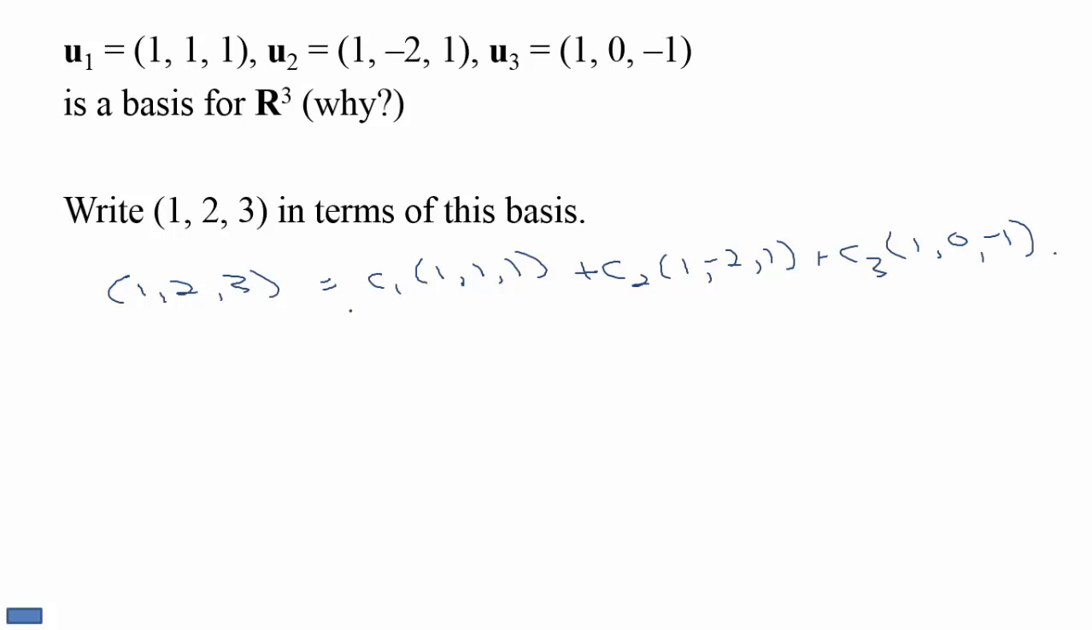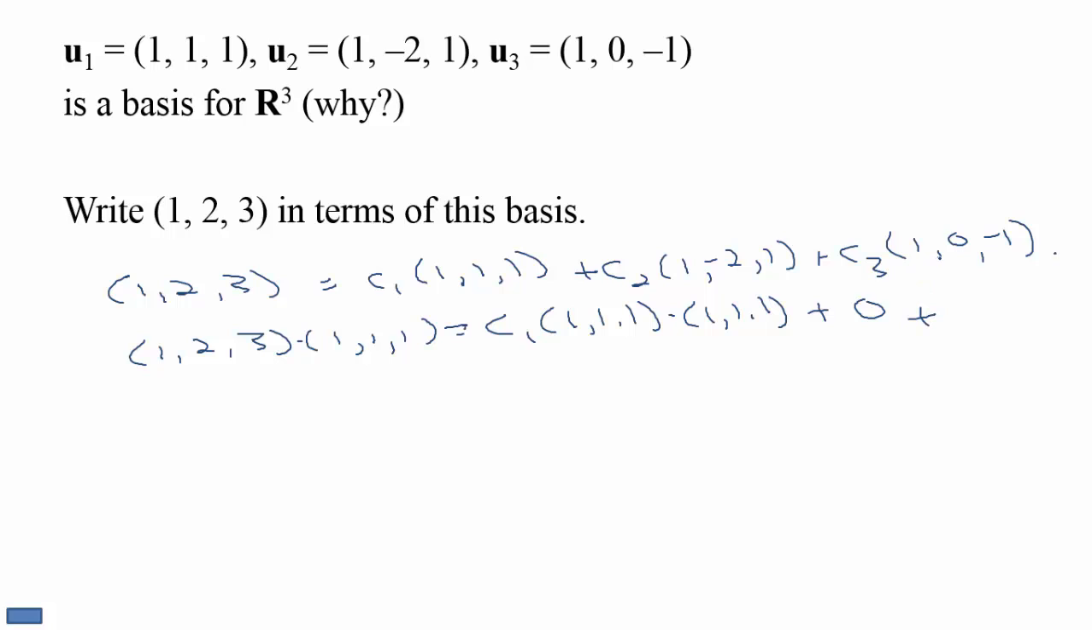So for example, to find C1, all we have to do is to dot both sides of this equation by U1. So U1 is 1, 1, 1. So I'm going to get C1 times U1 dot U1 plus the other ones. If I take U1 dot U2, that's going to be 0, so I'll have C2 times 0, that's just 0, and C3 times U3 dot U1 will also be 0.